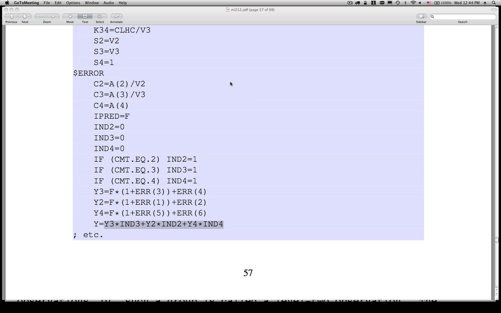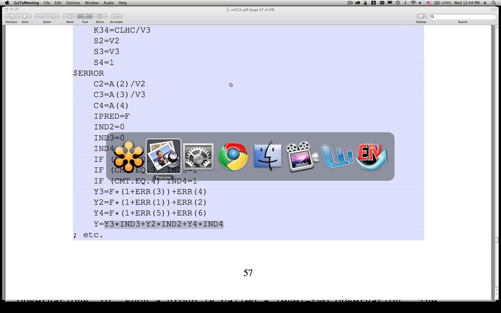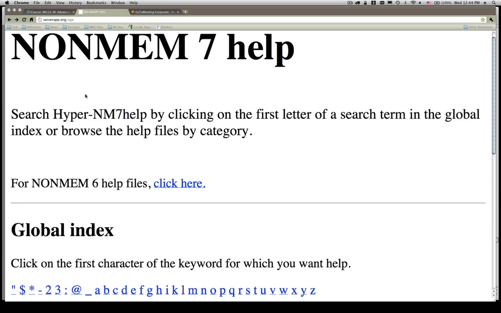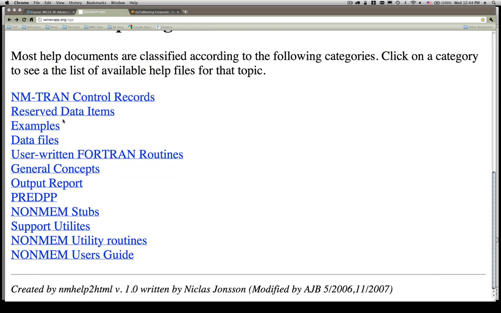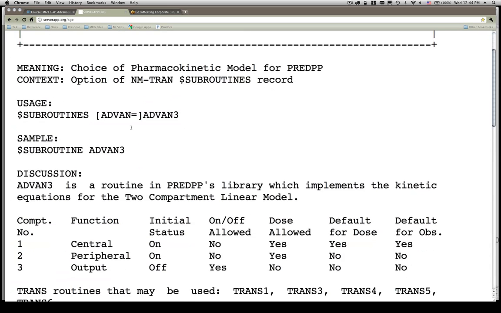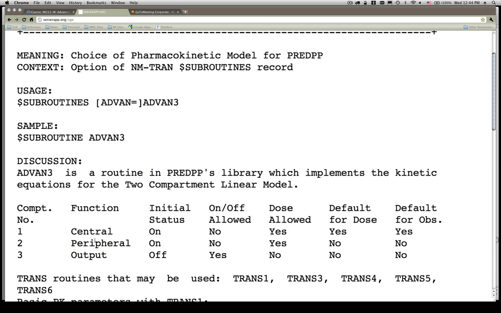In fact, we could do that right now. Let me switch over to the NMTRAN help. Let's pick Advan 3. And all of these analytically solved packaged Advans start with the central peripheral compartment's on, but the output compartment off. So that is correct. It's just the general models where everything is already on. The general models, like those you specify with Advan 6, 8, 9, 13, the differential equations, as well as Advan 5 and 7, the general linear models.